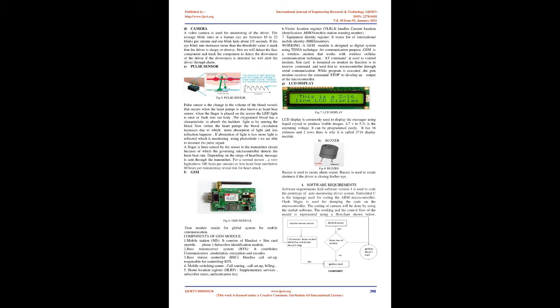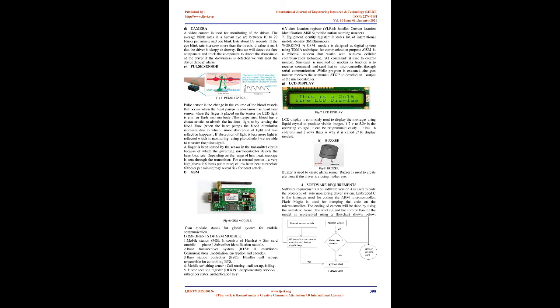E. Pulse sensor. Fig. 5, pulse sensor. The pulse sensor measures the change in the volume of the blood vessels that occurs when the heart pumps, and is also known as a heartbeat sensor. When the finger is placed on the sensor, LED light is emitted into our body. Oxygenated blood has a characteristic of absorbing the incident light, so by sensing the blood flow, when the heart pumps, the blood circulation increases, due to which more absorption of light and less reflection happens. If absorption of light is less, more light is reflected, which is monitored using a photodiode. We are able to measure the pulse signal.